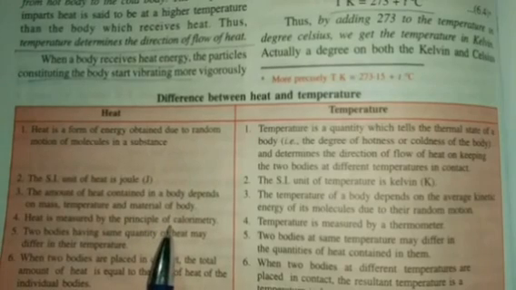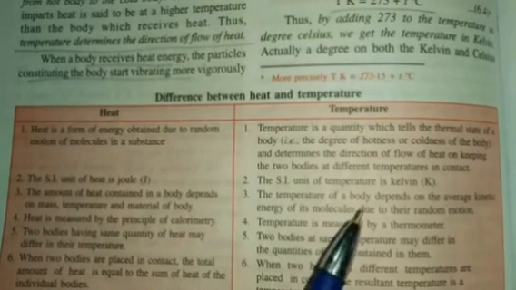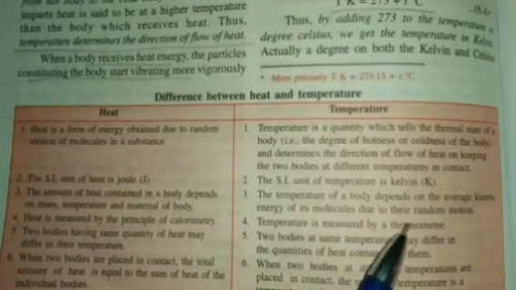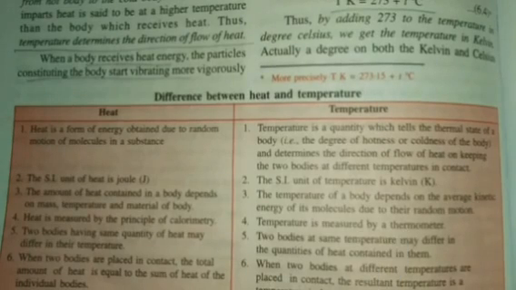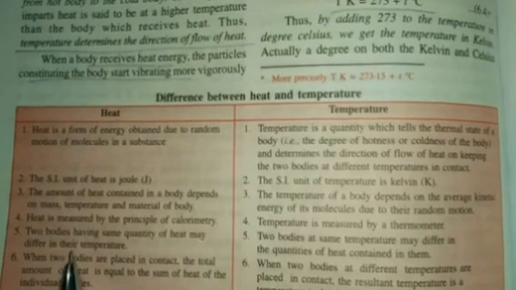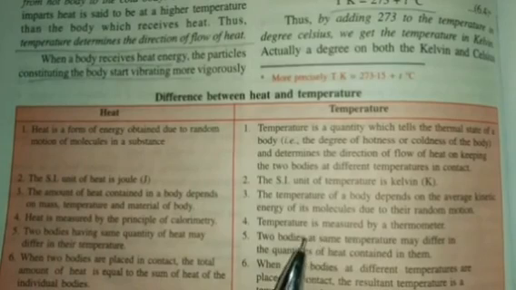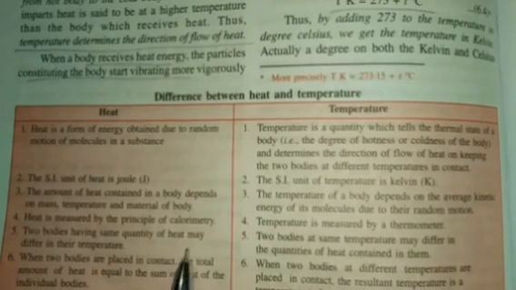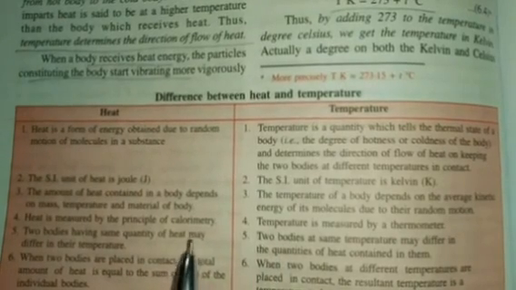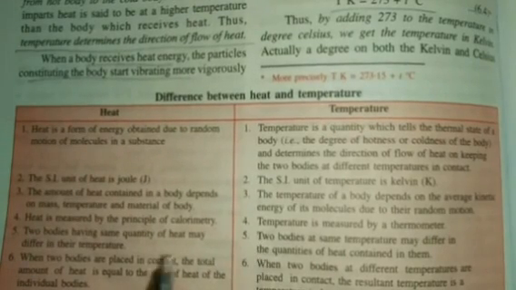Heat is measured by the principle of calorimetry. Temperature is measured by an equipment called a thermometer. You all are familiar with the thermometer. Two bodies having the same quantity of heat may differ in their temperature. Two bodies at the same temperature may differ in the quantities of heat contained in them. This point clearly indicates that heat and temperature are different things.